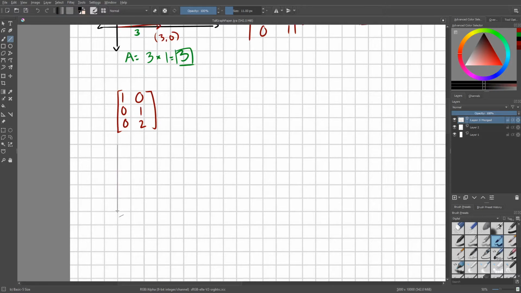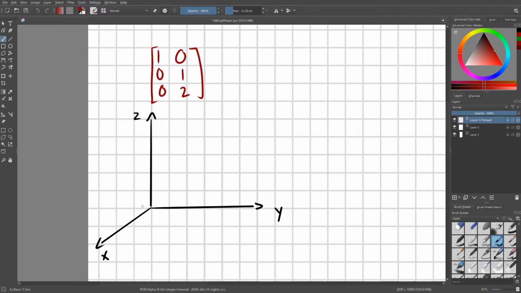Let's graph these out, and this time we're going to need 3 dimensions. There's my X, Y, Z. So we go out 1 in the X direction, go out 1 in the Y and up 2 in the Z.